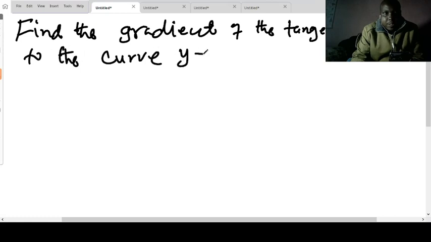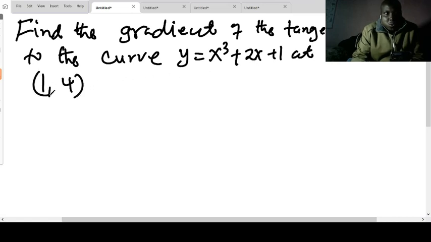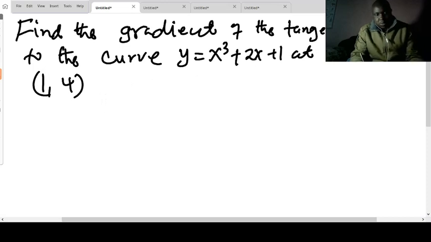y is equal to x cubed plus 2x plus 1 at the point (1, 4). Very good. So the point on the curve is (1, 4), where the tangent was drawn.